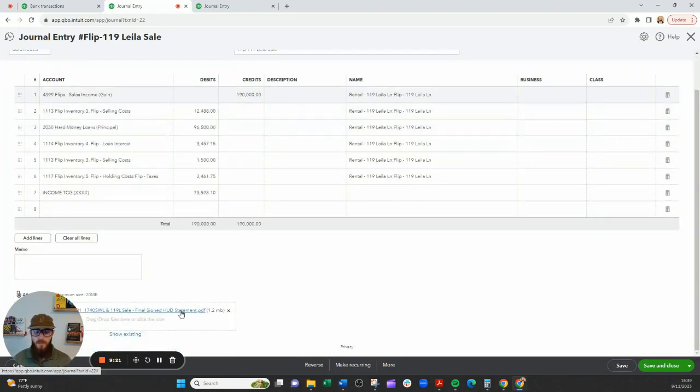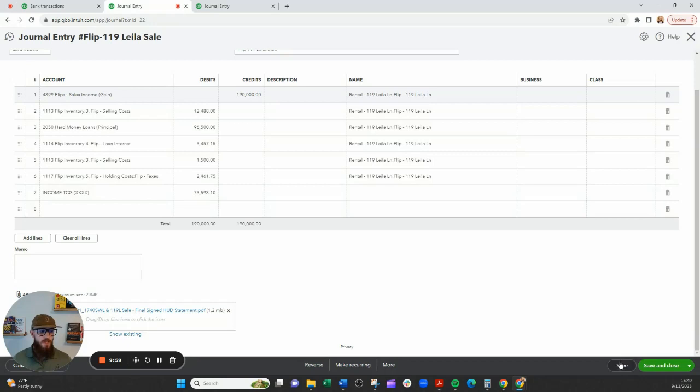I've uploaded the HUD statement here, attached it to this journal entry for future reference. You always want to do that. I've put the name of the property for all of these. I excluded the bank account because I don't want this to show up on the balance sheet, on the property specific balance sheet. If I put the project here, it will show up as a line item on the balance sheet. Not the end of the world, just disregard it. But I don't like to see bank accounts and credit card accounts on individual property statements. So that's the only reason I didn't include it here.